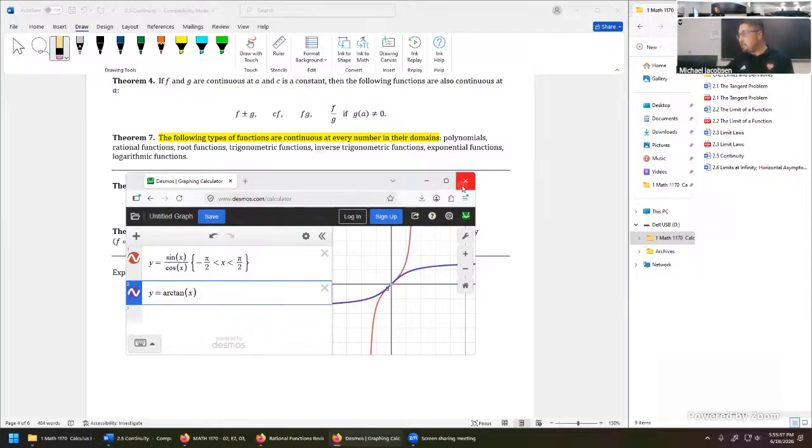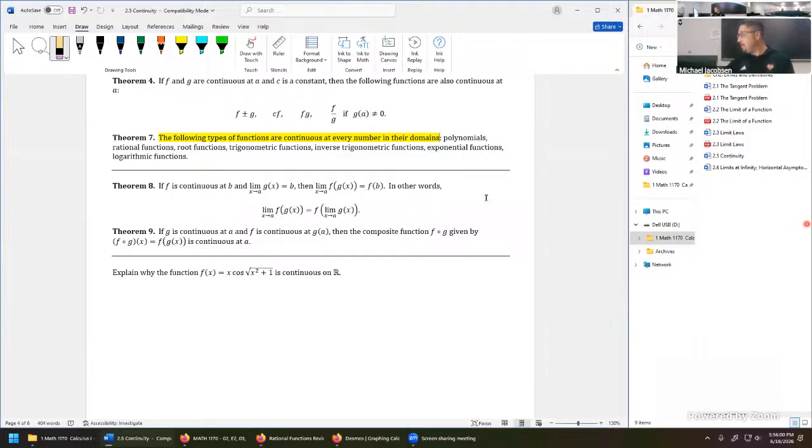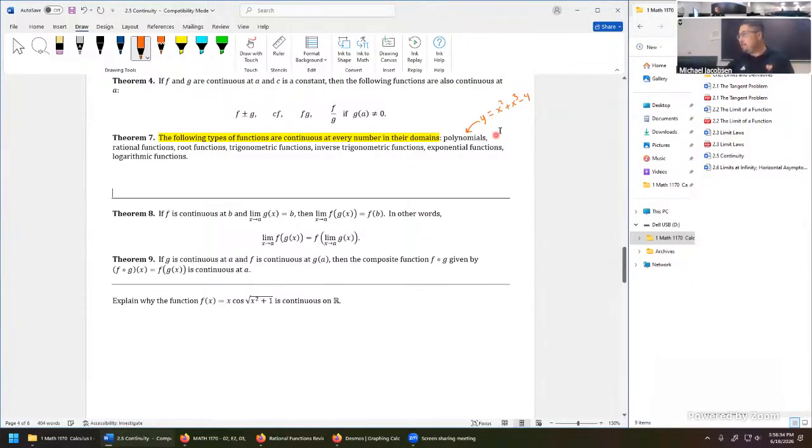Okay, well, let's take a look next at Theorem 7. On Theorem 7, this one is giving us a whole category, a catalog of functions that are continuous on their domains. So here's the emphasis. The first grouping of functions that are continuous on their domains are polynomials. But the nice thing about polynomials is they have domain all real numbers. For an example of a polynomial, think y equals x to the power 7 plus x cubed minus 4, just a random 7th degree polynomial. So that one's continuous on its domain.